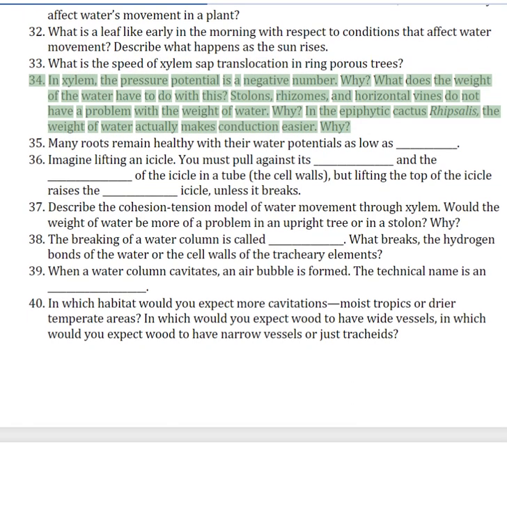34. In xylem, the pressure potential is a negative number. Why? What does the weight of the water have to do with this? Stolons, rhizomes, and horizontal vines do not have a problem with the weight of water. Why? In the epiphytic cactus Rhipsalis, the weight of water actually makes conduction easier. Why?